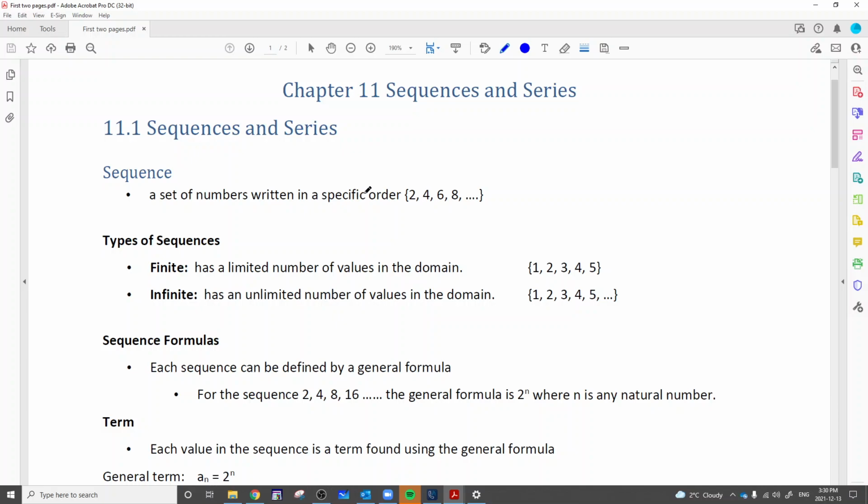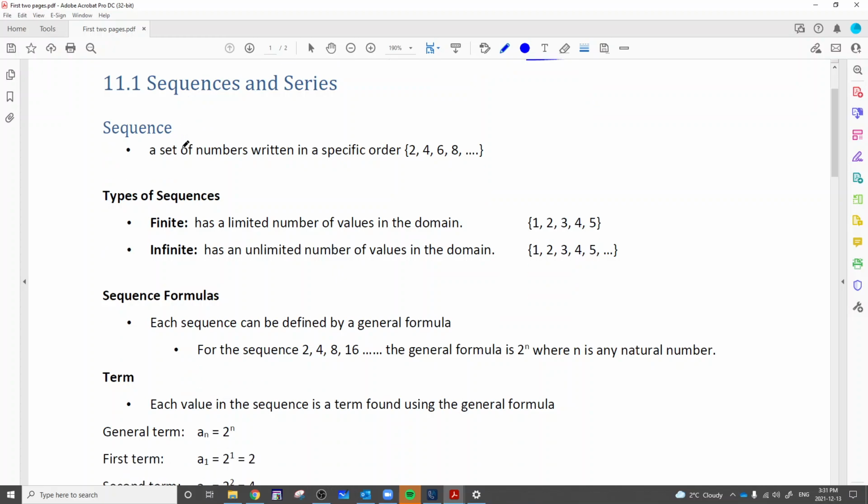Alrighty, chapter 11. Most people find it a bit of a breath of fresh air, especially coming after chapter 7, because people treat it as a bit more of a plug and play. So this is going to be all about sequences and series of numbers. We're going to start with 11.1, which is really just an introduction to what a sequence and what a series is. And then we're going to go specifically into arithmetic and geometric sequences and series.